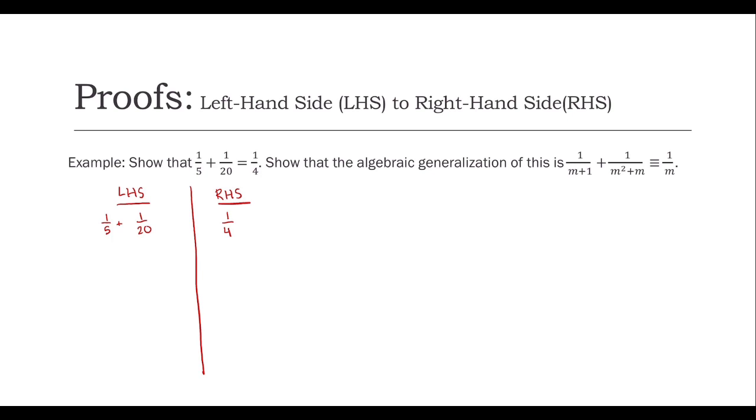We'll need to find a common denominator, which is 20, so we'll multiply our first fraction by 4 over 4. So we'll get 4 over 20 plus 1 over 20, and when we add that, we get 5 over 20, and if we divide the top and bottom by 5, then we get 1/4, which is the same as our right-hand side, so we'll write left-hand side equals right-hand side.